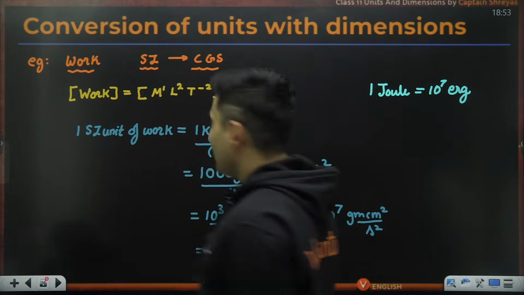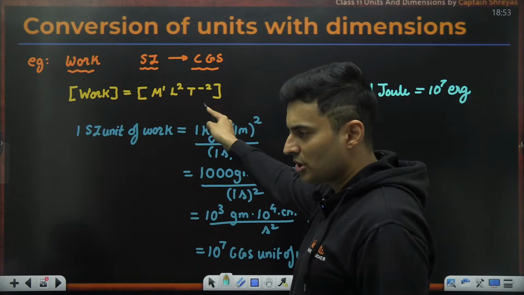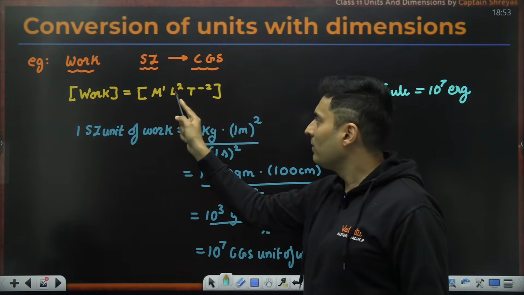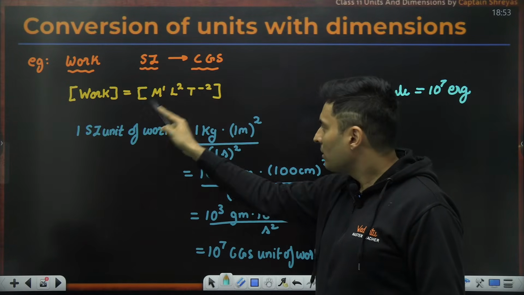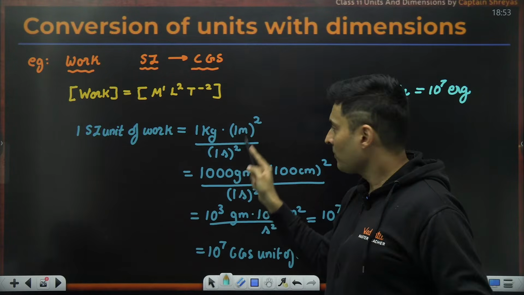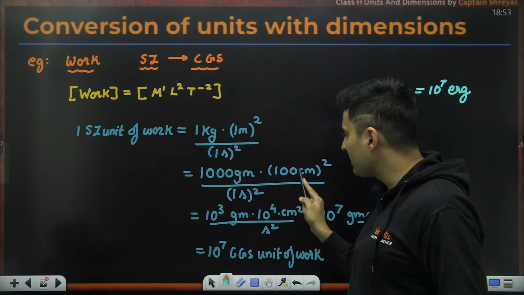So dimensions can be used to convert one system of units to another system of units. Always know the units. Write the physical quantity in terms of those fundamental units. Convert each fundamental unit separately.